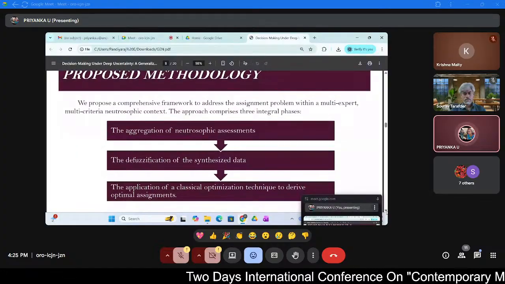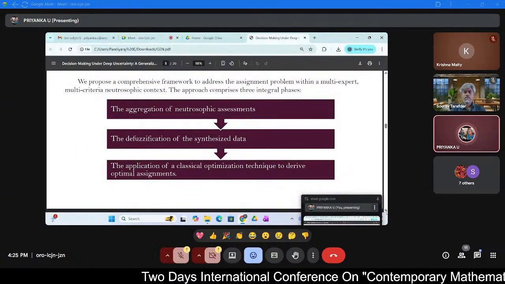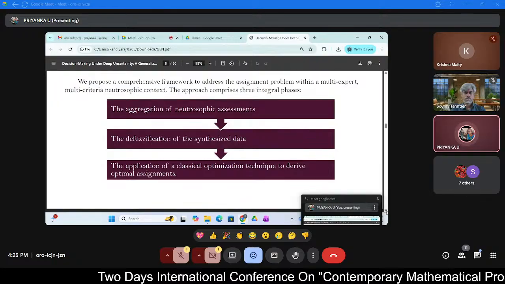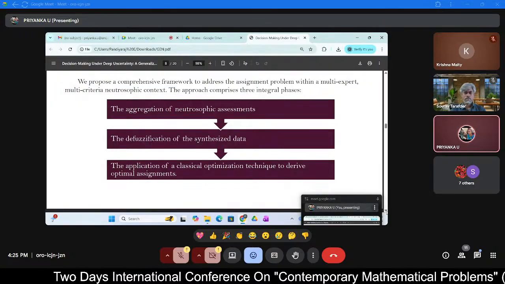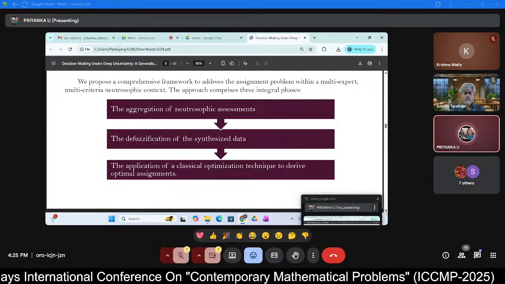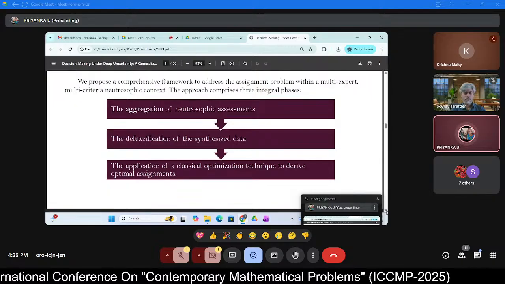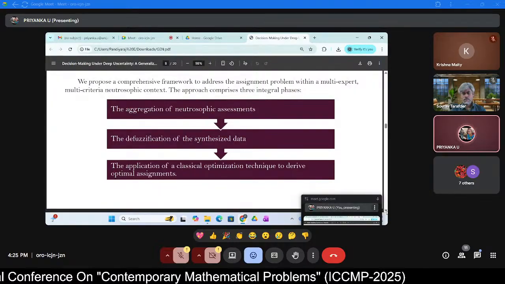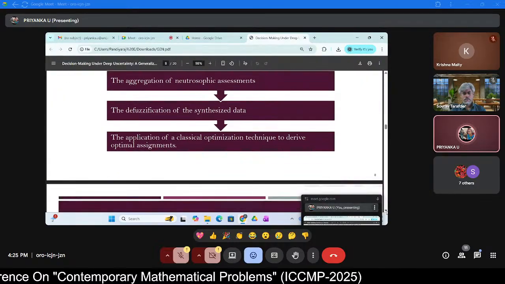Proposed methodology. We propose a comprehensive framework to address the assignment problem within a multi-expert, multi-criteria, neutrosophic context. The approach comprises three integral parts: the aggregation of the neutrosophic assignment, the defuzzification of the synthesized data, and the application of a classical optimization technique to derive the optimal assignment.